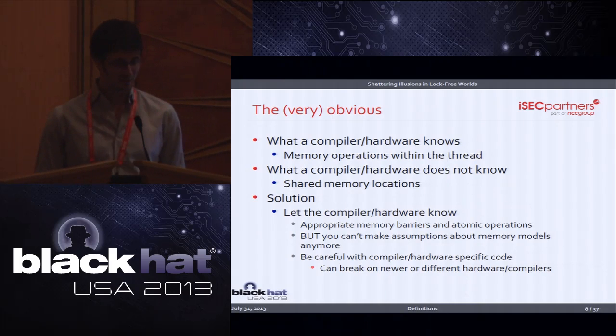So let's start with the very obvious. What do the compiler and hardware know when compiling or executing code? They just know what's going on within a single thread. And they obviously don't know about any memory location that could be shared across threads. It is the same thing as when writing locks. You have to let the compiler and the hardware know. But you can't make assumptions about memory models anymore, like thinking the CPU doesn't do anything that can break this, so it's okay. Now you have to use the appropriate barriers and understand the memory models of the compiler and the hardware.